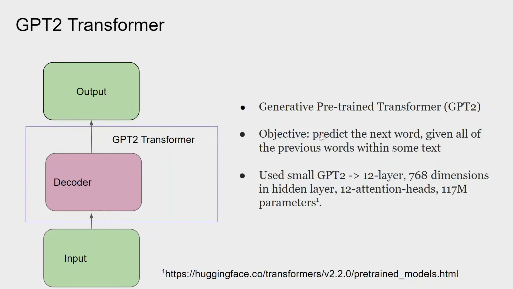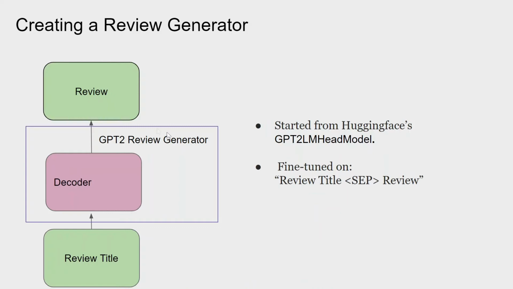GPT-2 is a language model, which means it predicts the next most likely word, given all of the previous words. So we're going to leverage this. We use the small version, which has around 117 million parameters with 12 layers and 12 attention heads per layer. Now, how do we use this? So first off, we take the pre-trained head, and we fine-tune it on review title, review pairs. So basically, since it's a language model, it learns that the next most likely words following the separator token are going to be a review, which is related to the title.